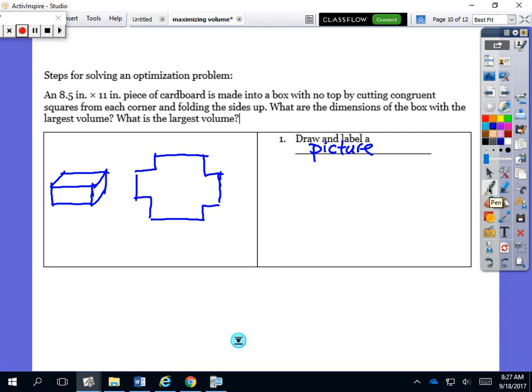Okay, so now we've got our picture basically drawn, but what about the labeling part? Well, I know I cut x out of the corners, so this length here is x, this length here is x, all the way around. So I know the height of the box is x. I know for sure my height is x. What do I know about these side lengths? Well, I know they started out 8.5 by 11.